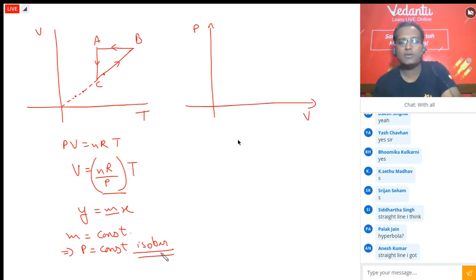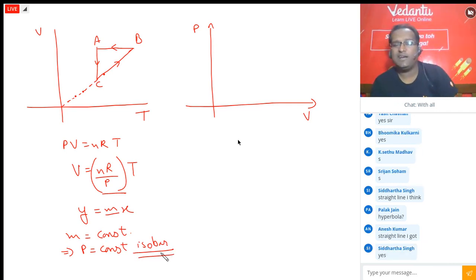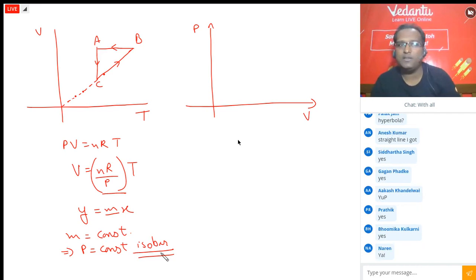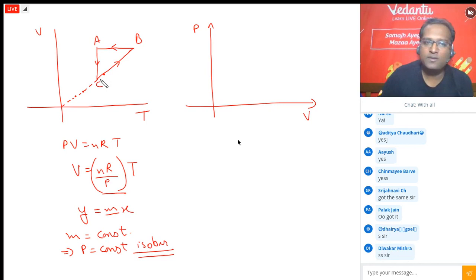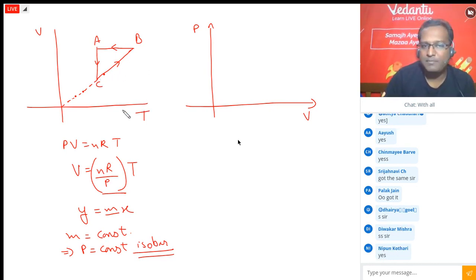Is it now understood? VT graph pe, if you have a straight line passing through the origin, it implies the slope will be nR by P, and therefore it is a pressure constant graph, meaning an isobar. So C2B is an isobar pressure constant graph. Temperature is increasing, so volume will also increase, right? And isobar would mean a horizontal line.